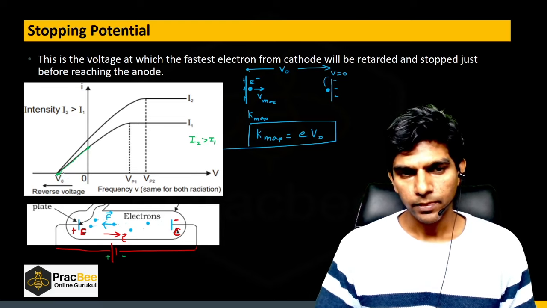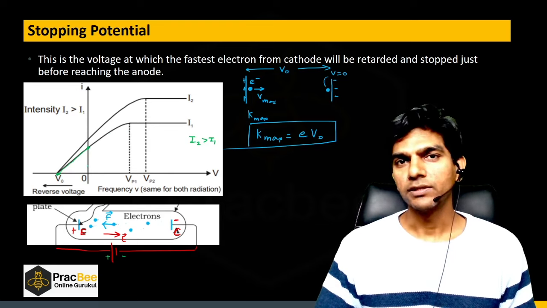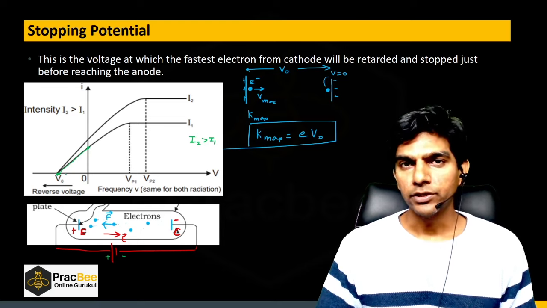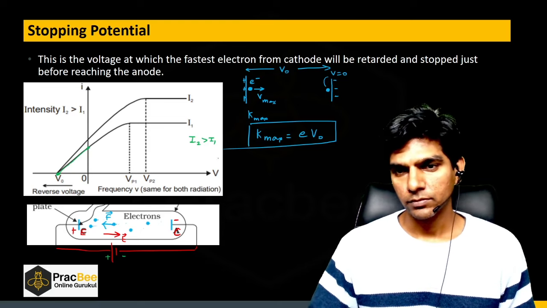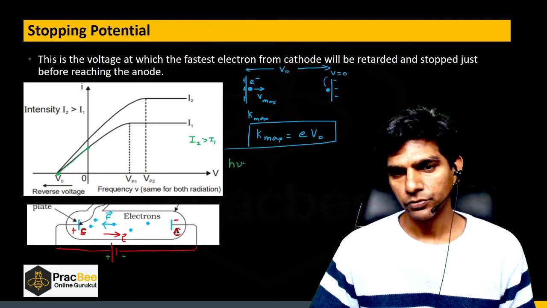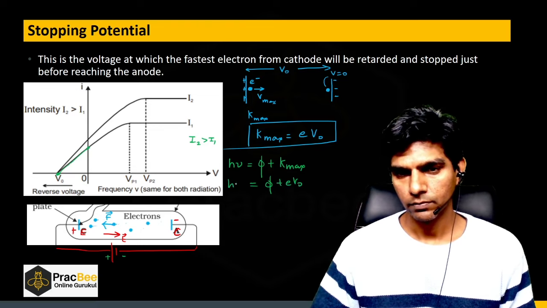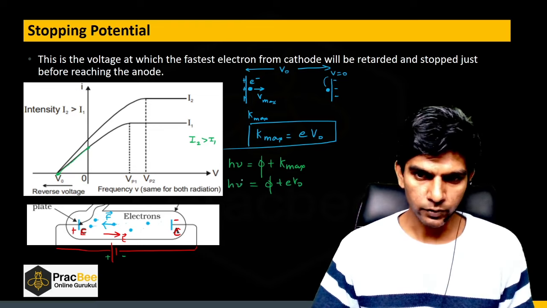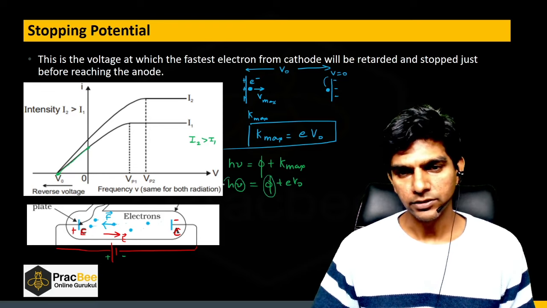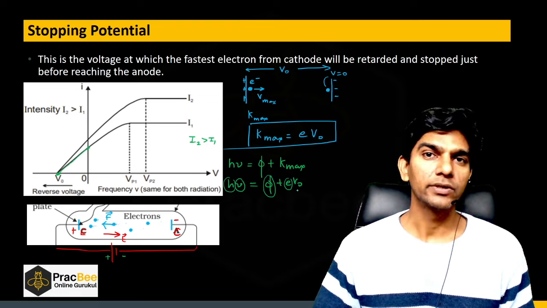For a given metal and for the same incident frequency, the stopping potential is the same. Let me show you. We have h nu equals phi plus K max, and this K max can be written as E times V naught. If the frequency is the same, the work function is the same for a given metal, h is constant, and E is constant, so the stopping potential will not change.